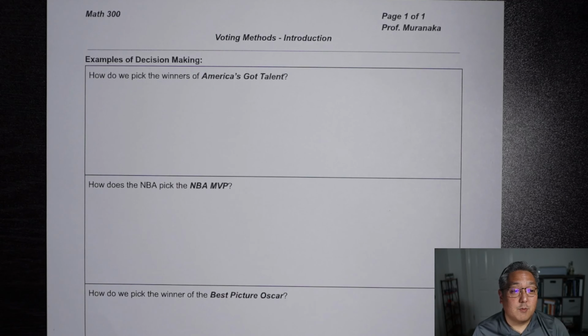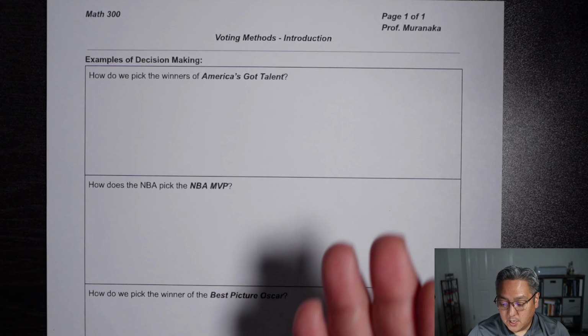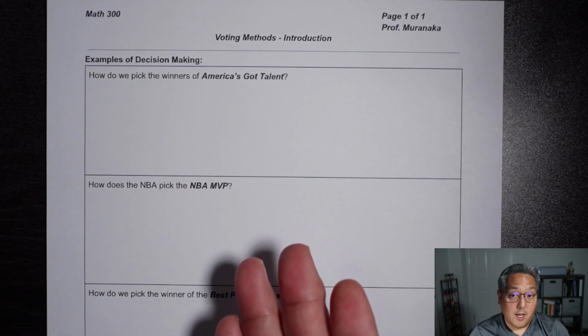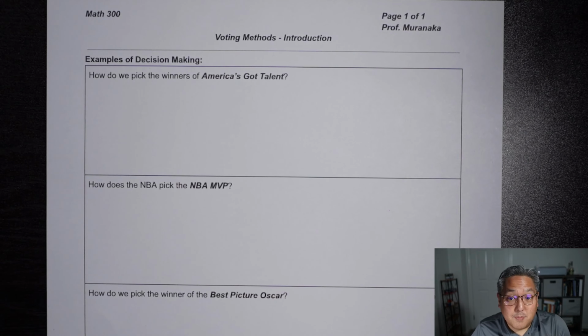First thing I want to talk about here is, have you ever noticed that we use different voting methods for things like America's Got Talent, the NBA MVP voting, and the Oscars or Academy Awards? Each one of these scenarios uses a slightly different way of counting and tallying their votes.